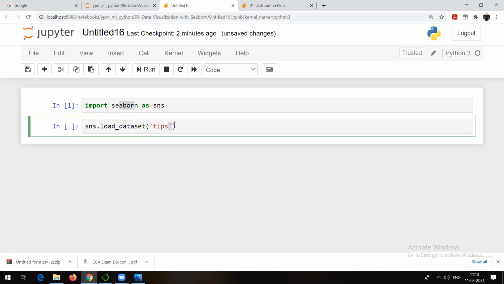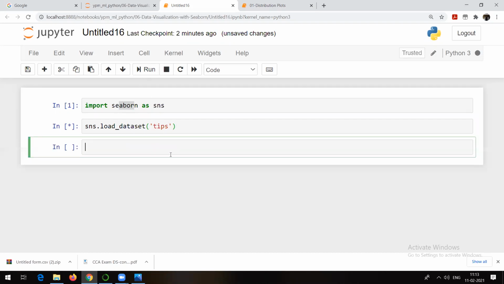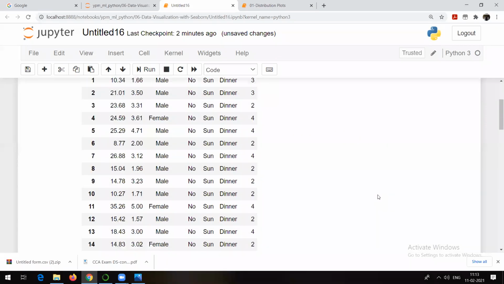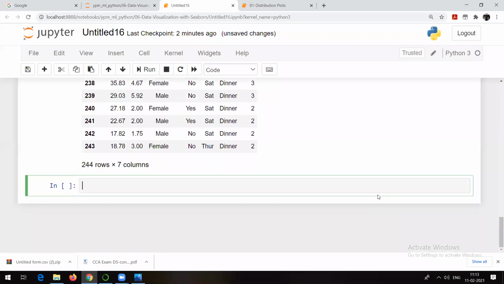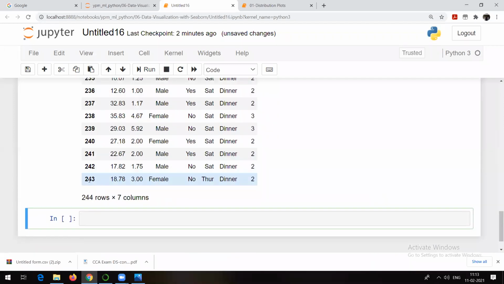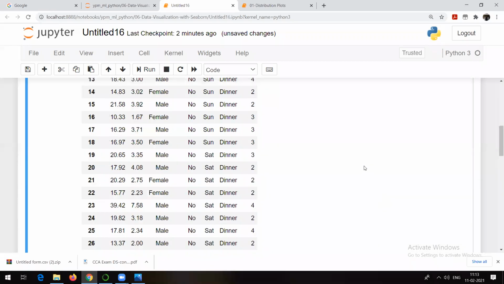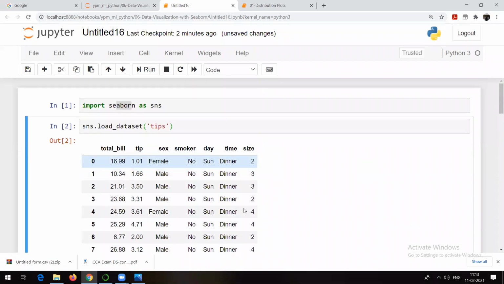If I try to run it, you'll be able to see that it has imported the complete dataset. You can check how many rows are there. So 0 to 243, that means 244 rows are there and 7 columns. Now you can check what the column names are. You can see total bill, tip, sex, whether it is male or female, smoker, yes or no, day, what the day was, time and size. So this data set is about a restaurant.